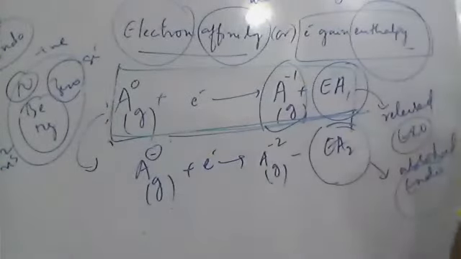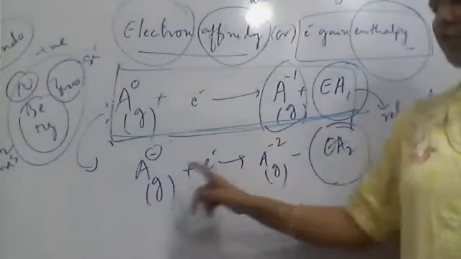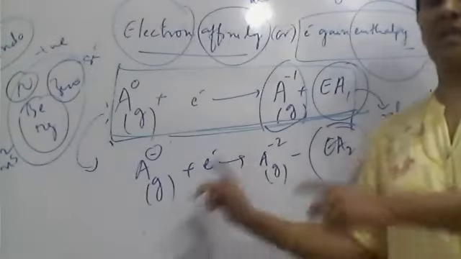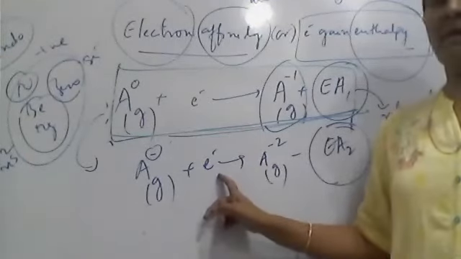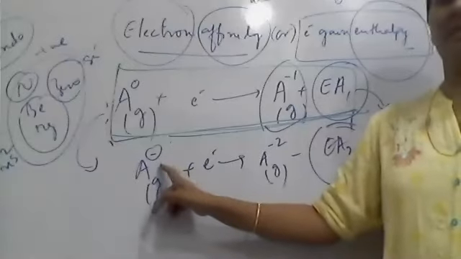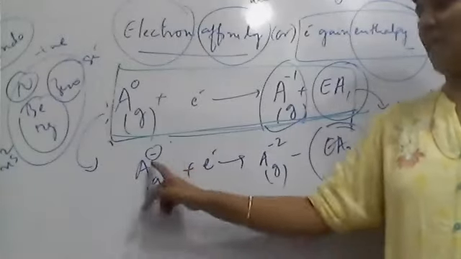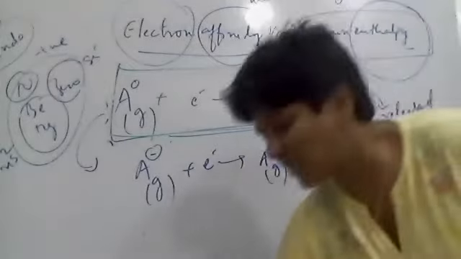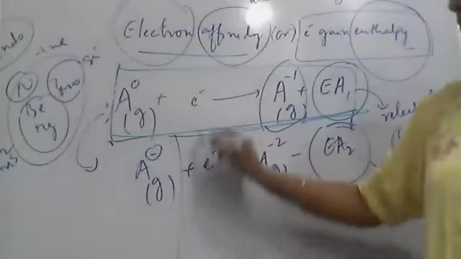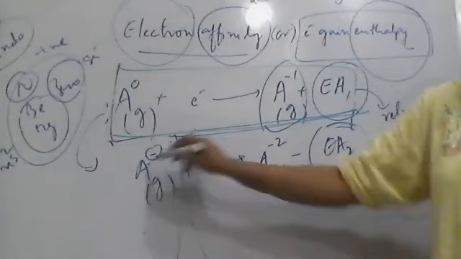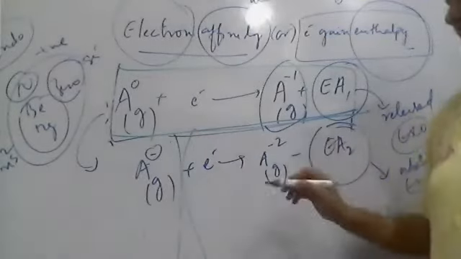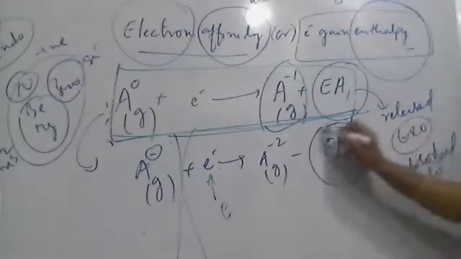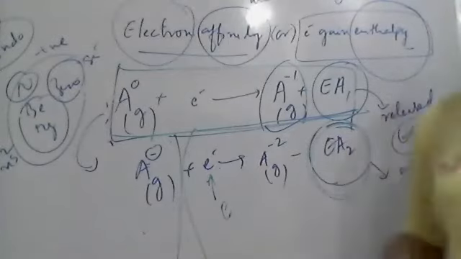Because when you add an electron to the uninegative ion, what happens? This incoming electron, the newly arriving electron added a second time, will repel with the negative charge. As you know, the electron is also negative. To avoid the repulsion between the negative charge and the incoming electron, some energy is added. Therefore, second electron affinity will be positive.